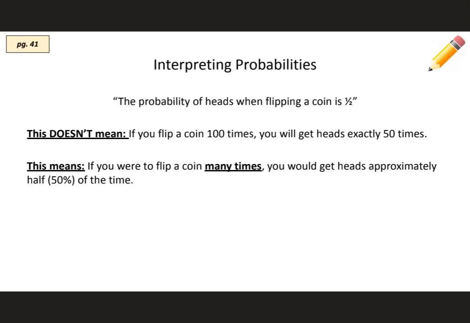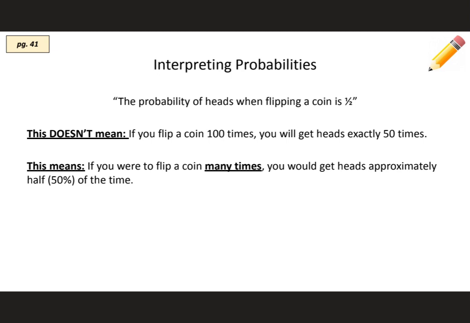So for interpreting probabilities, when we say the probability of getting heads when flipping a coin is 1 over 2, or 1/2, well, we know where this number comes from. The 1 comes from the number of heads, successes you get. The 2 comes from there being 2 different outcomes when flipping a coin, right? There's heads and tails. But in terms of what this 1/2 actually means, this is what it doesn't mean. It doesn't mean that if you flip a coin 100 times, you will get heads exactly 50 times. So even though 50 is 1/2 of 100, that's not what we talk about when we talk about probability.